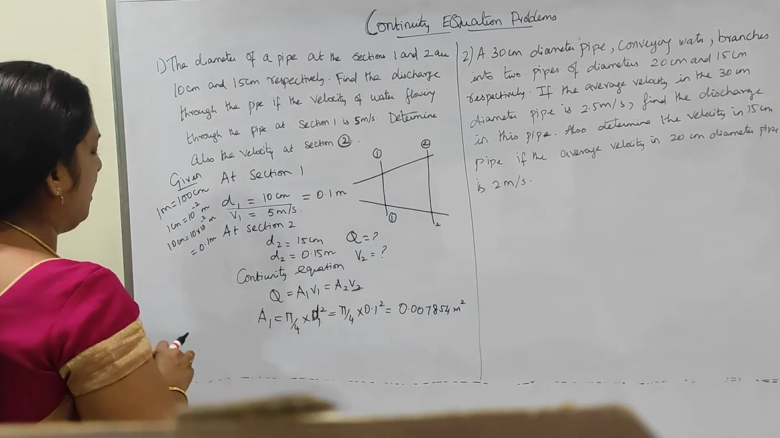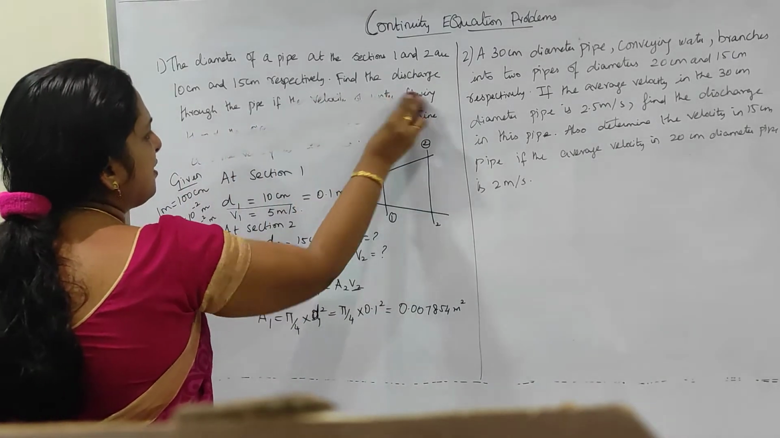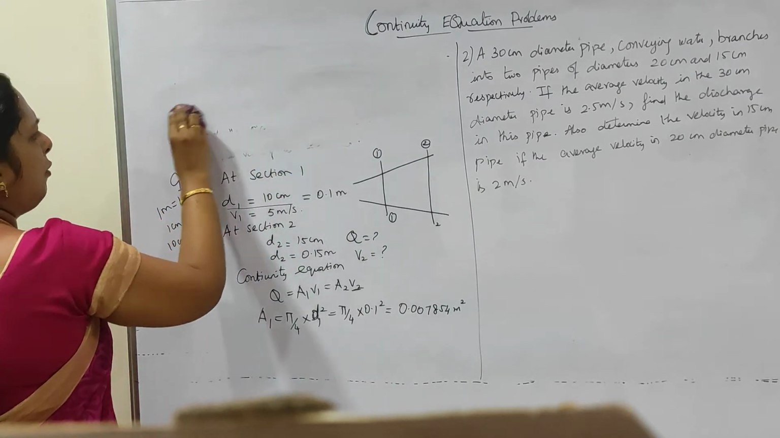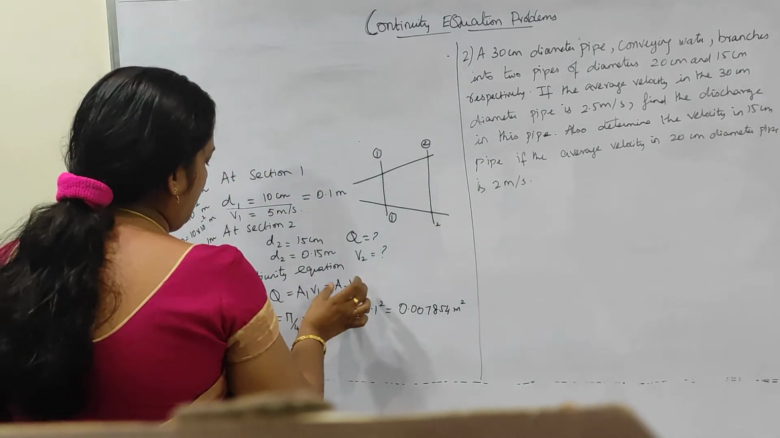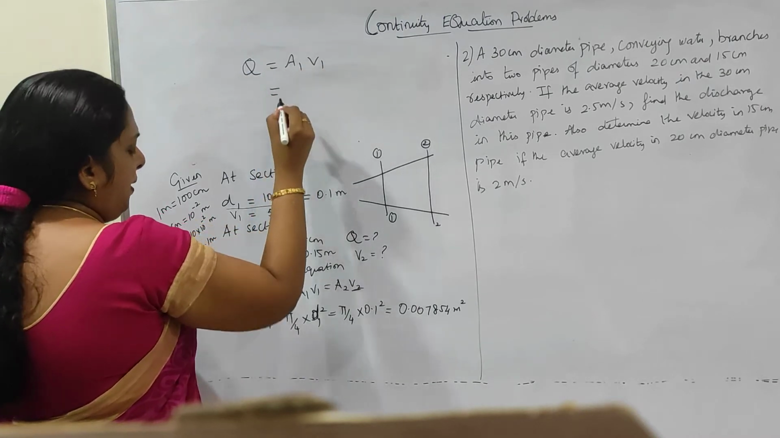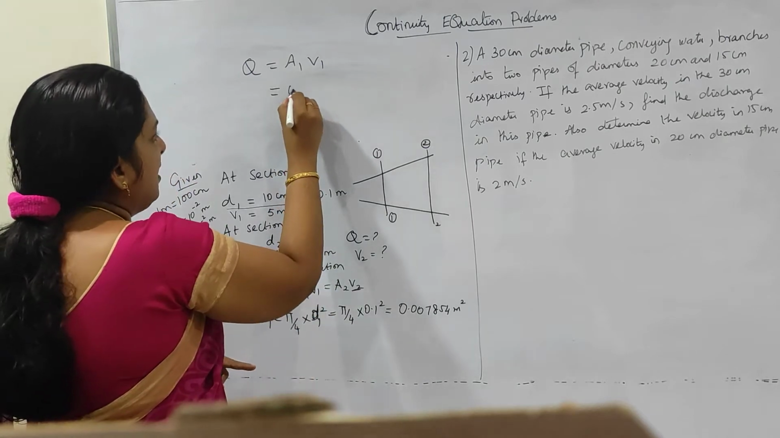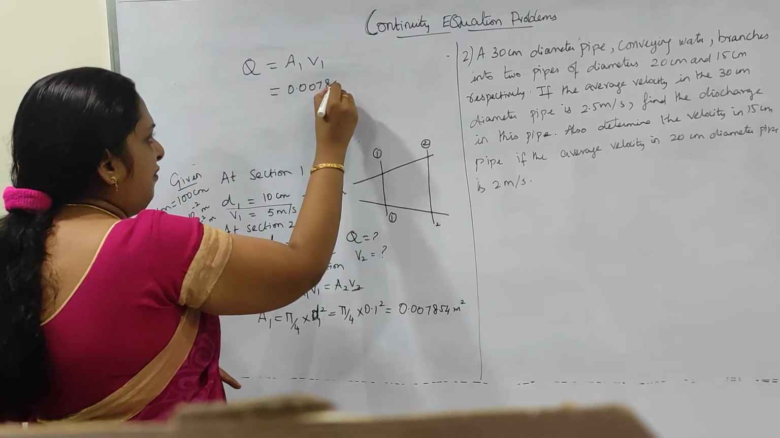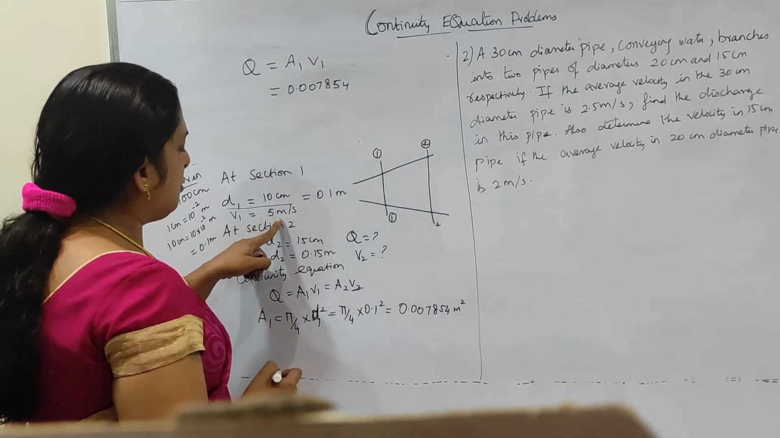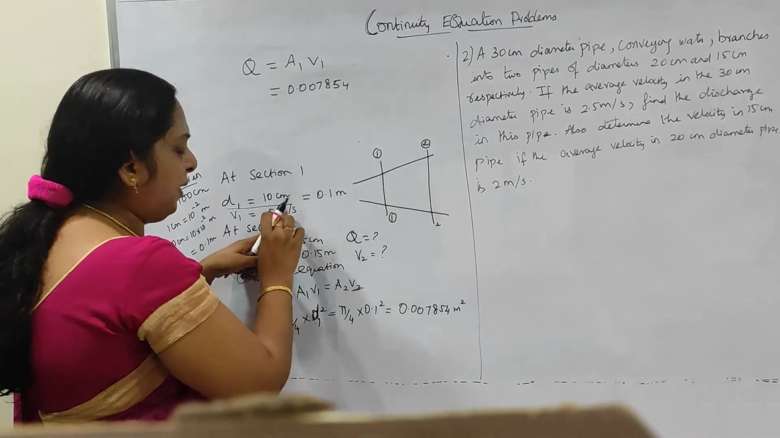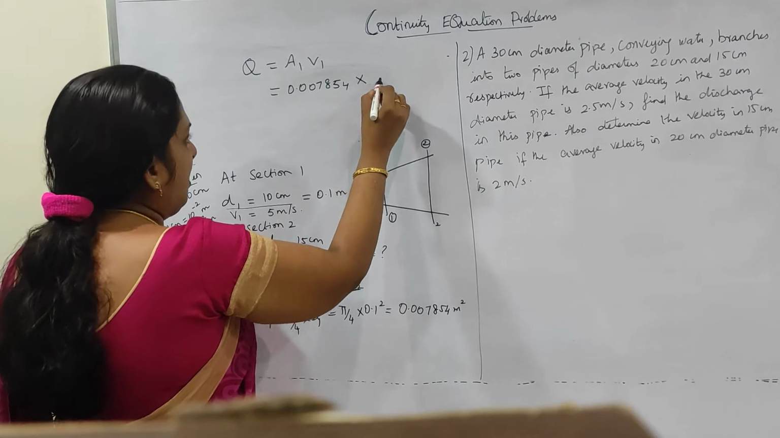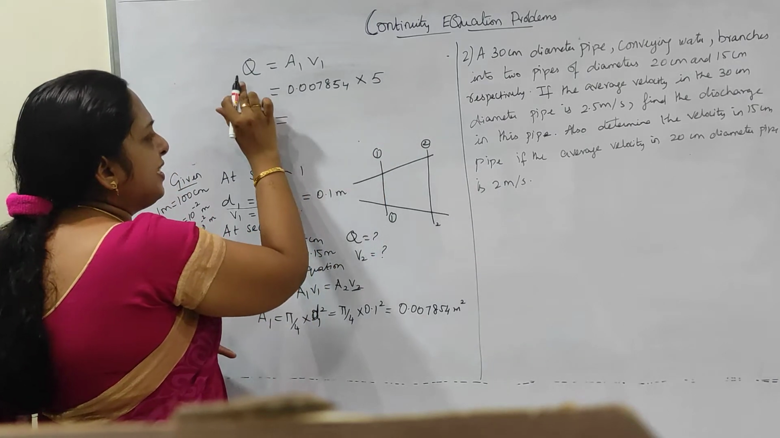Now I have to find out the discharge. So finding out the discharge, what is my equation? Q is equal to A1 V1. I am not taking the other part of this equation, I am taking only this part. Q is equal to A1 V1. My area is known, it is 0.007854 meter square. Now what is my V? V is also given in terms of meters. Please ensure that both the things are in the same unit, either in meters. So V1 is also given, 5 meter per second. So what is the discharge?